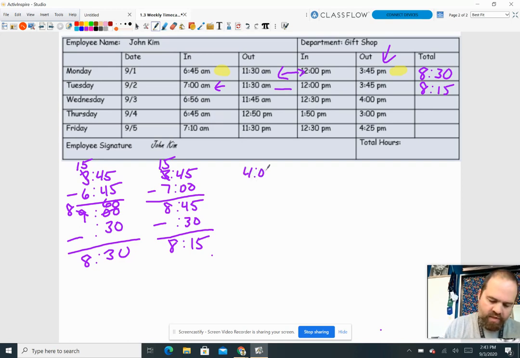Clocked out at 4 o'clock on Wednesday, clocked in at 6:56 in the morning. Well, this one's got all kinds of issues on it. I'm going to have to bump this up to 16, and I can't subtract 56 minutes from 0, so I'm going to borrow from 16 down to 15 hours, 60 minutes. That's probably the most confusing one out of this whole set because you had to increase the hours and then borrow. So I've got 4 minutes and 9 hours.